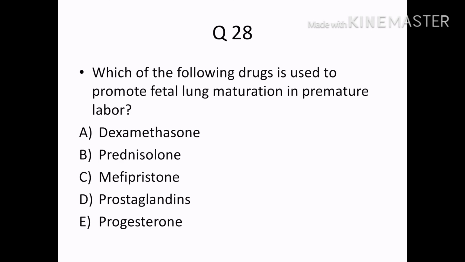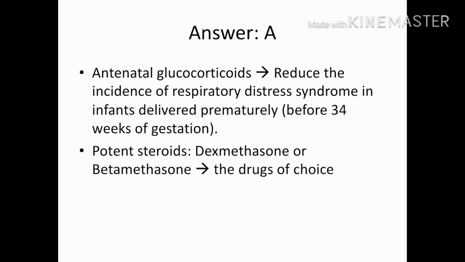The drug of choice is A. Dexamethasone. Antenatal glucocorticoids reduce the incidence of respiratory distress syndrome in infants delivered prematurely. We use very potent glucocorticoids. They include dexamethasone or betamethasone. So as only dexamethasone was mentioned in the options, it was the right option.